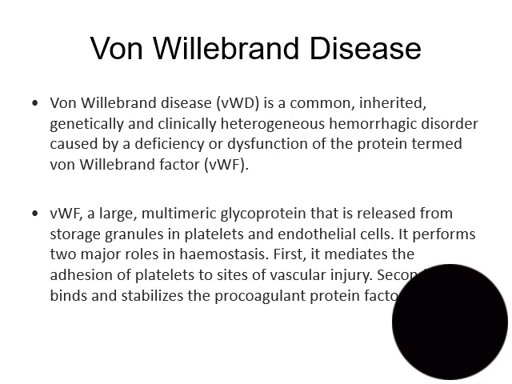Von Willebrand disease is a common inherited, genetically and clinically heterogeneous bleeding disorder. It's the most common inherited bleeding disorder. It is characterized by a defective von Willebrand factor, either because it's deficient or because it's dysfunctional. So von Willebrand factor is a large protein that is released from granules in the platelets or in the endothelial cells. It has 2 major roles in hemostasis.